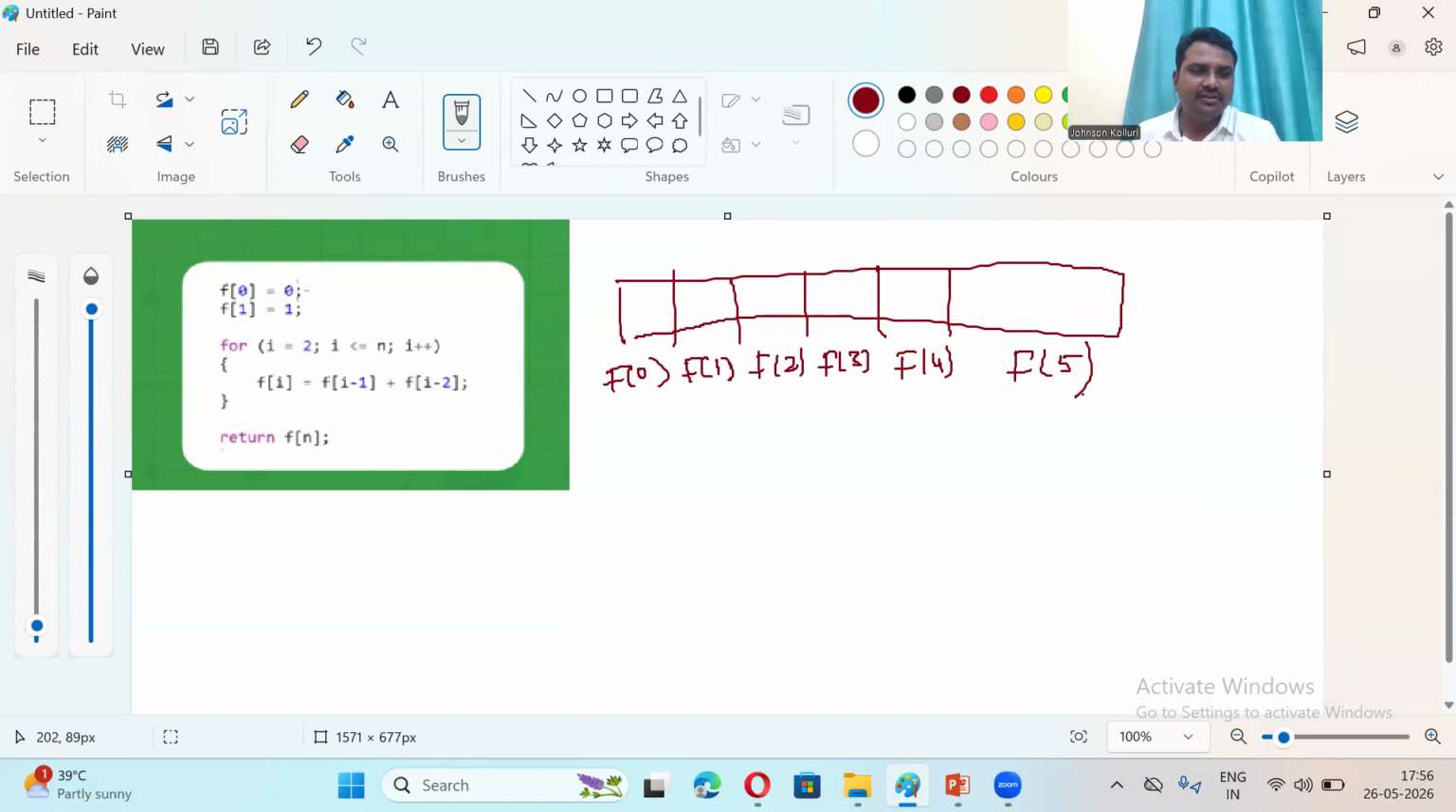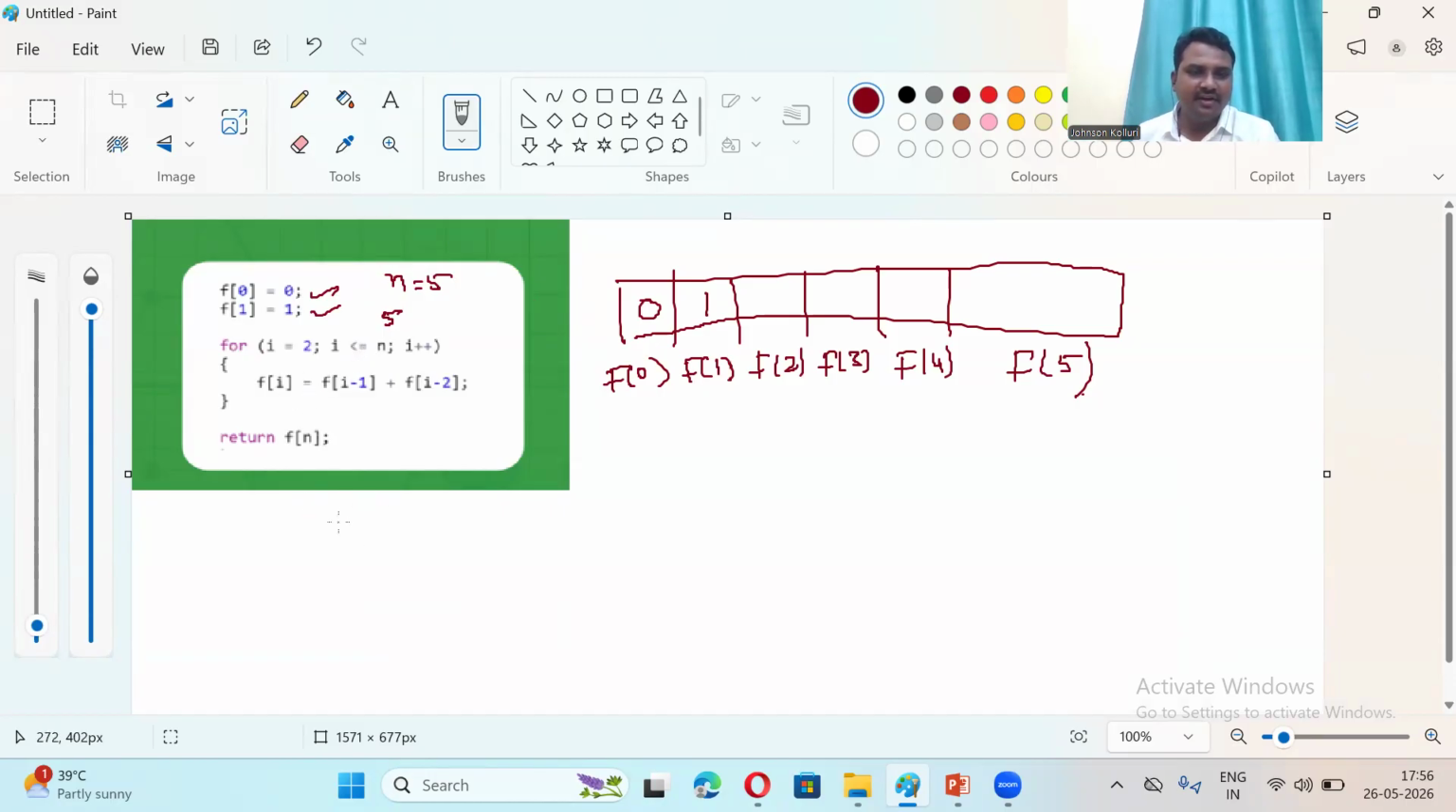Initially we can store the values zeros and ones. We are not using recursion; this is non-recursive. Then f of 0 value is 0, f of 1 value is 1. Then the for loop will be running from 2 to n. Here n is equal to 5, so 2 to 5.